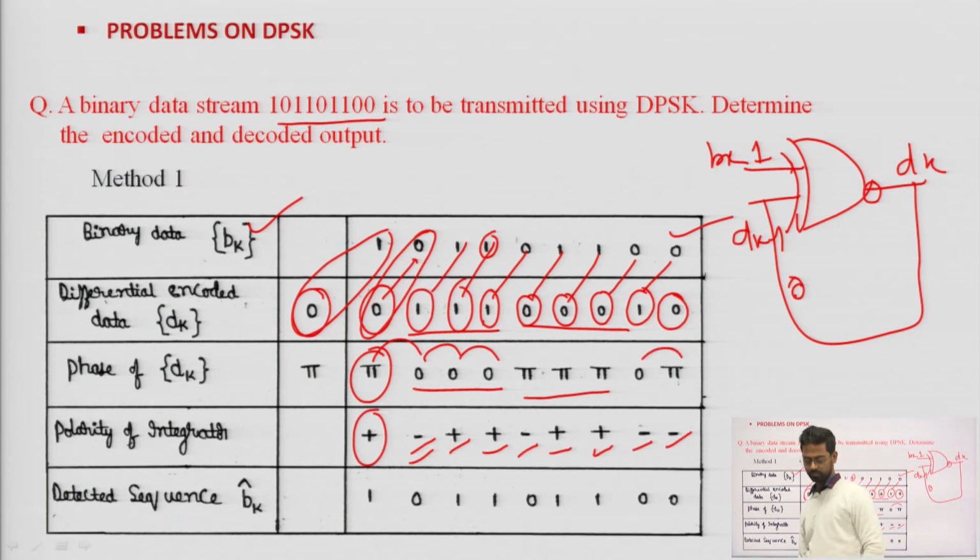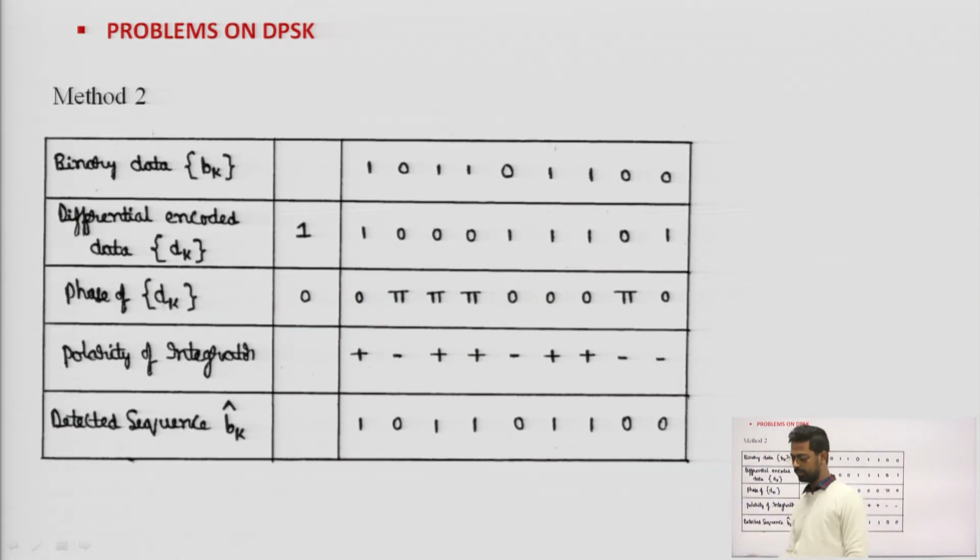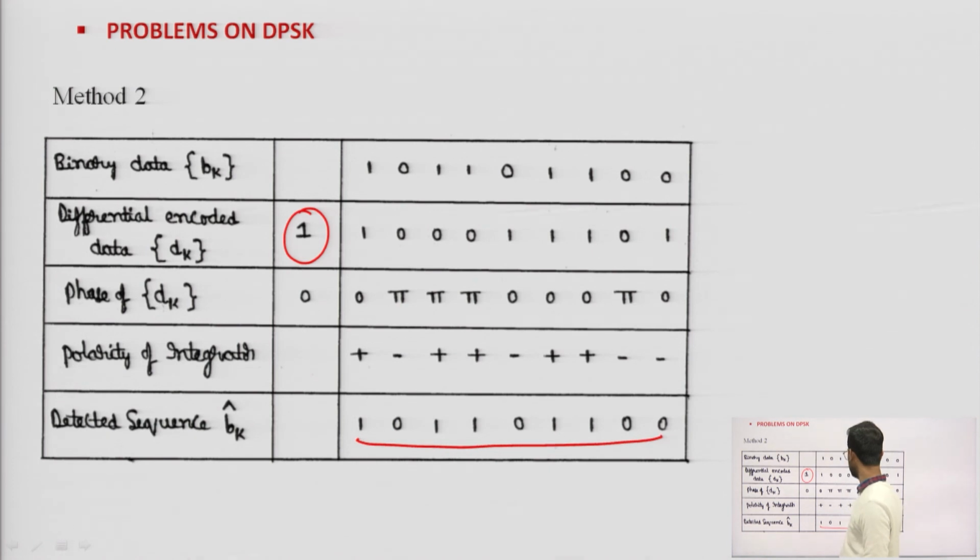So similarly, the sequence is: plus means 1, minus means 0, plus means 1, plus means 1, minus is 0. Next, similarly, if I choose the first bit as 1, then I will get this sequence.